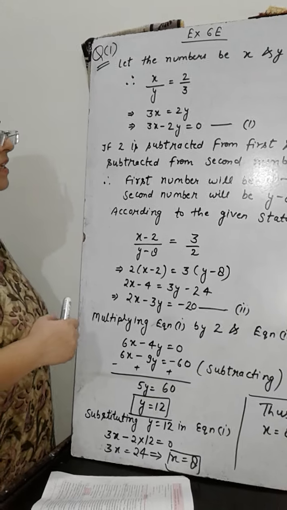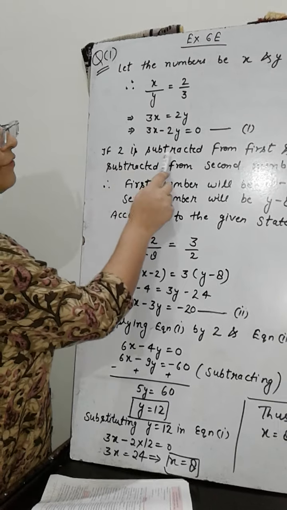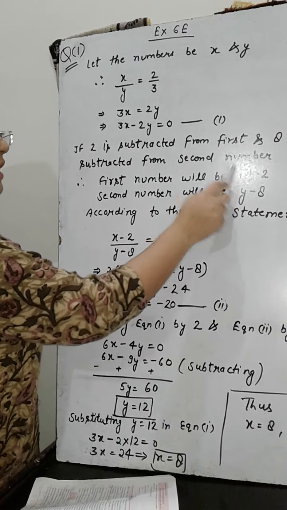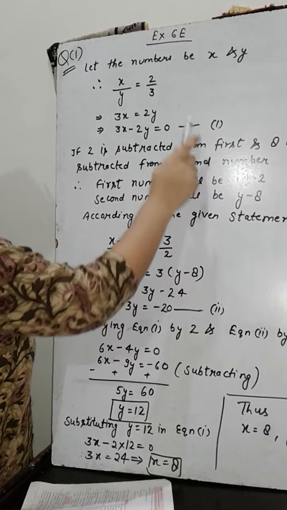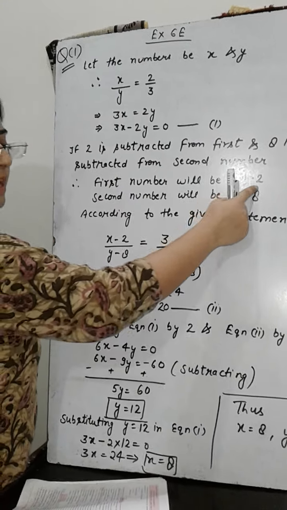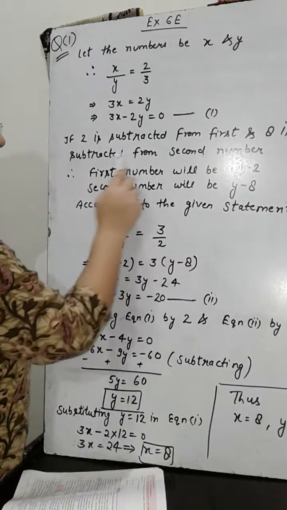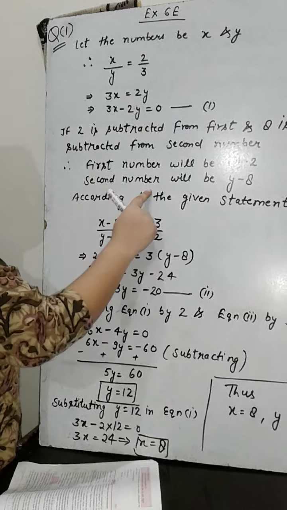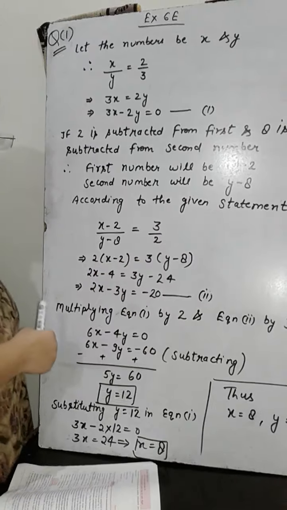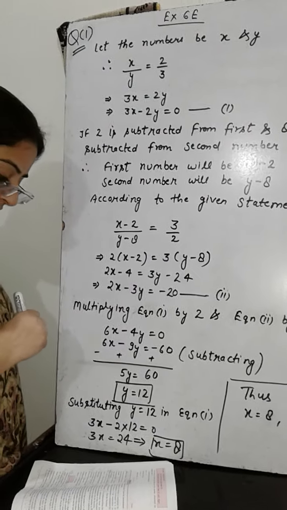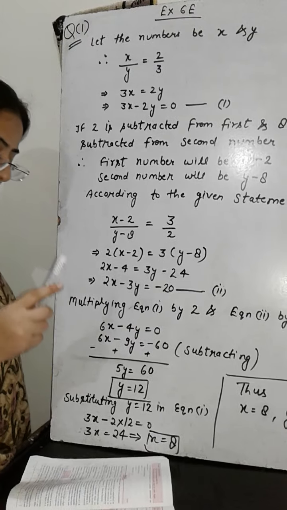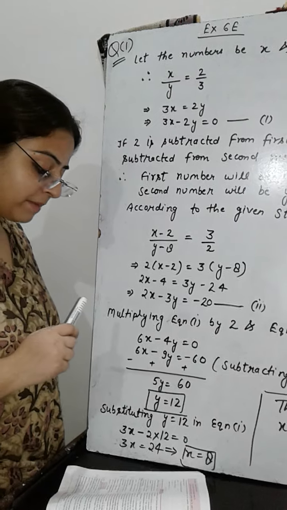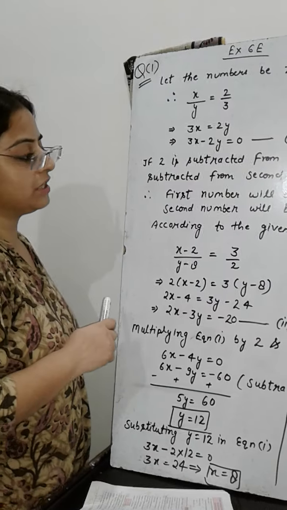Now it is given in the question that if 2 is subtracted from the first and 8 is subtracted from the second number. If 2 is subtracted from the first number, then the first number will become x minus 2. And if 8 is subtracted from the second number, which was y, the second number will now become y minus 8. And it is also given that then the ratio becomes the reciprocal of the original ratio.